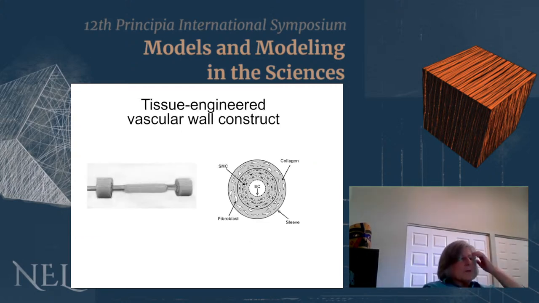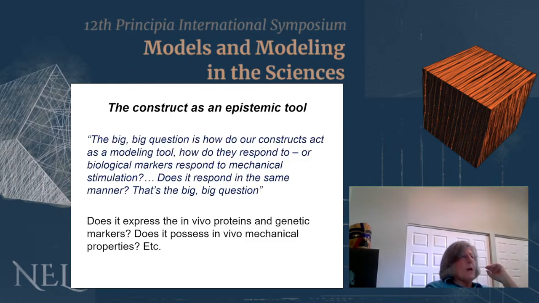So as I said, that's a picture over on the left of it being cultured. They slip it off of that to use it in experiments, and it can be instantiated with many of those levels. However, as an epistemic tool, the big question is, how do our constructs act as a modeling tool? How do the biological markers respond to mechanical stimulation? Does it respond in the same manner as in vivo? That's the big question. So for example, does it express the proteins and genetic markers? Does it possess the in vivo mechanical properties? Again, does it instantiate what is necessary to exemplify the system sufficiently that we can transfer hypotheses about the understanding we gain from the model to the real world system?